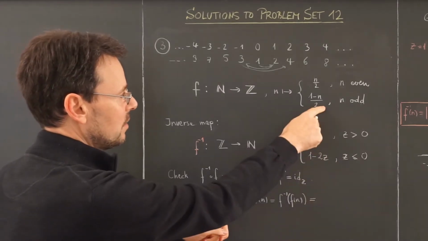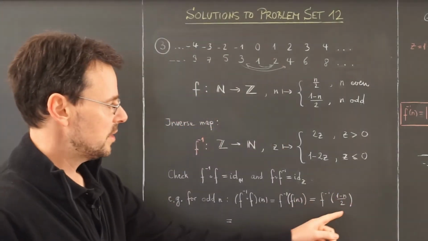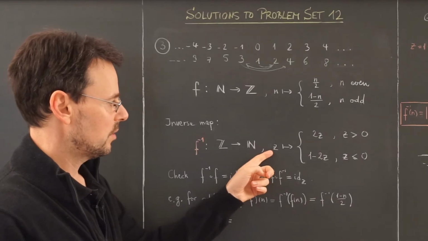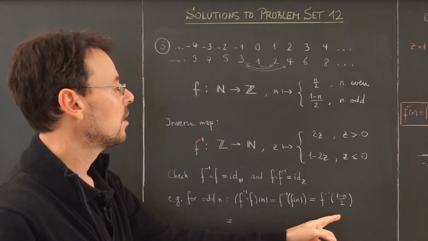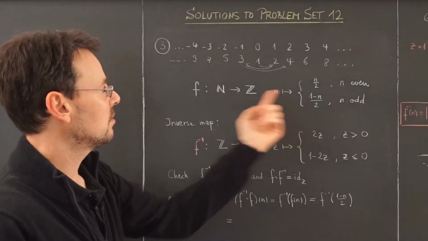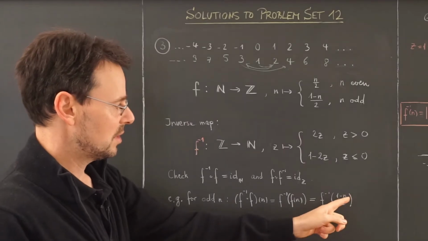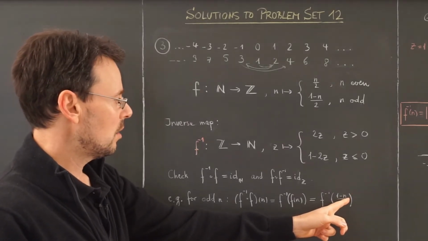Now f of n in this case is 1 minus n over 2. And now this here is our variable z that we have to plug in here. Now we have to decide, is this positive or negative? Well, this is clearly negative. This is exactly how we constructed this here, because n is greater than or equal to 1.